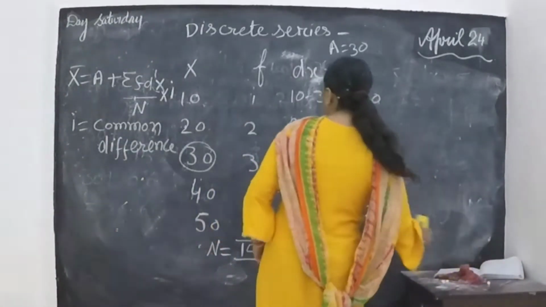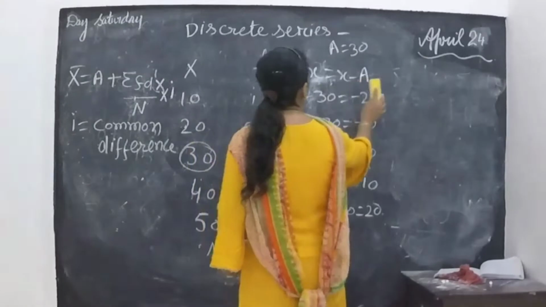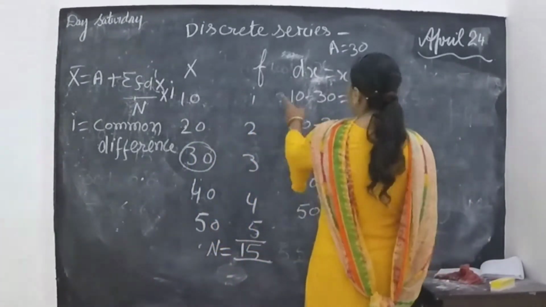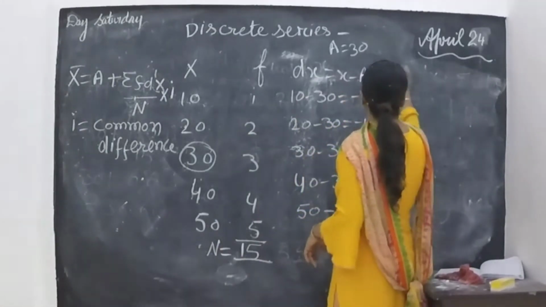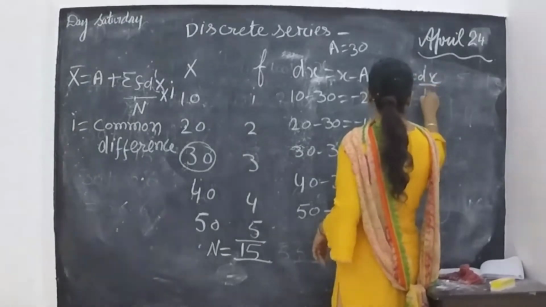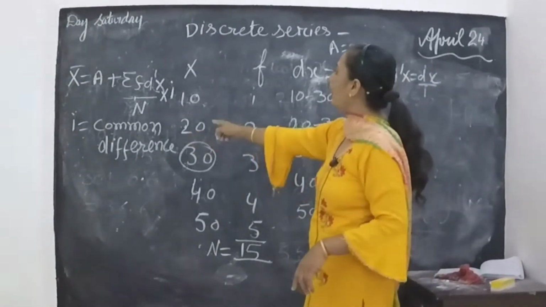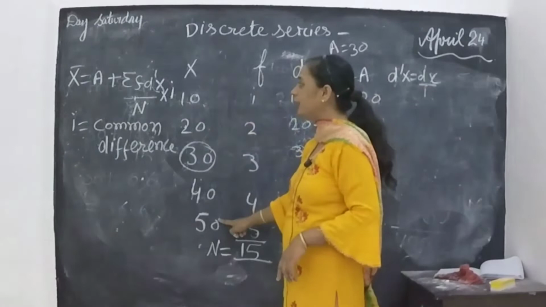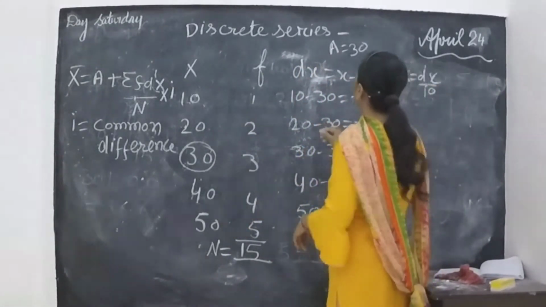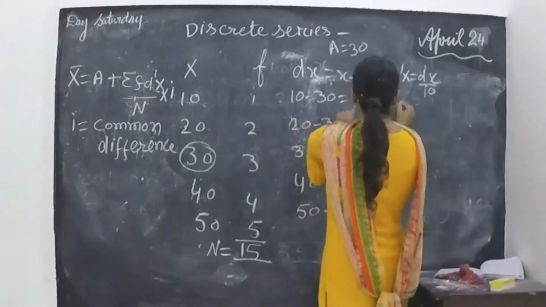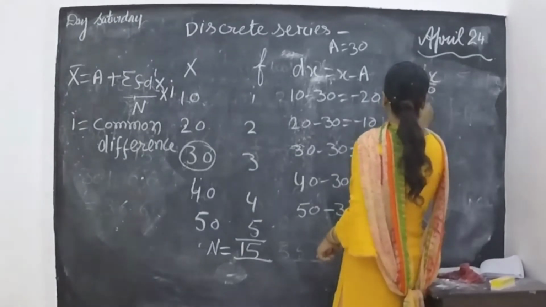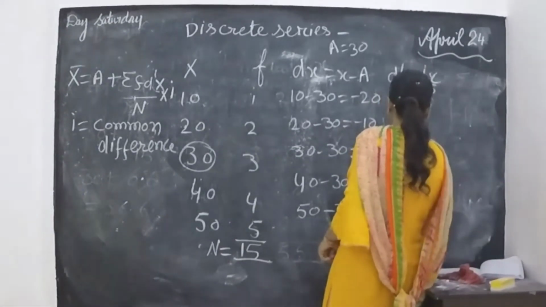So how to calculate this? We have already calculated dx. So how will we calculate d dash x? D dash x is equal to dx by I. So I have taken I as 10. There is a difference of 10 in the series. So divide each item by 10. Dx divided by 10. So here the answer will be minus 2, minus 1, 0, 1 and 2.